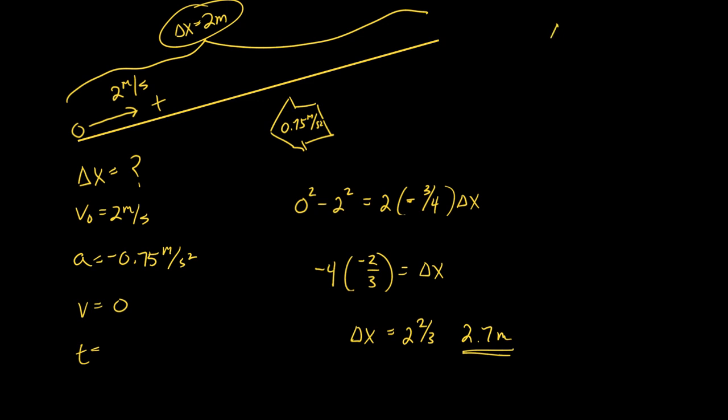So I'm going to do a new problem where I say 2 meters is the displacement, and my initial velocity is 2 meters per second. My acceleration is still negative 3/4 meters per second squared, and I want the final velocity at the 2 meter mark. That all good?